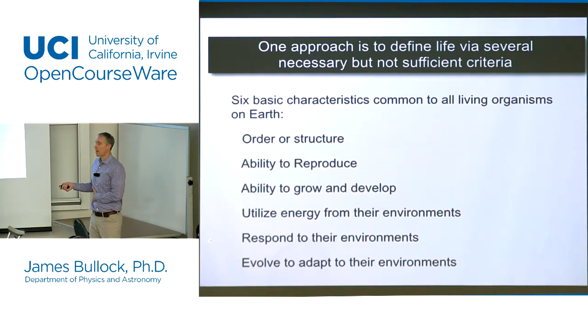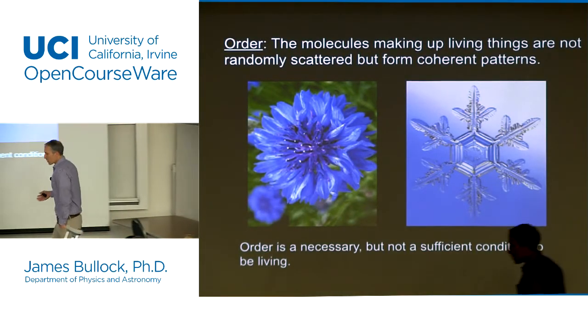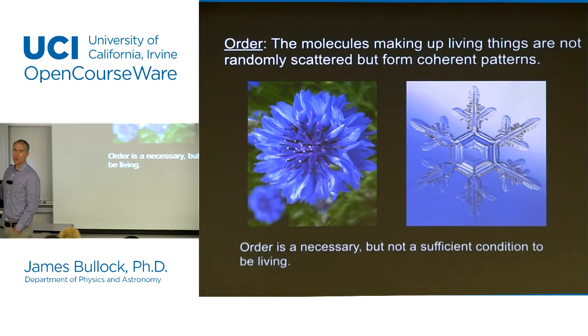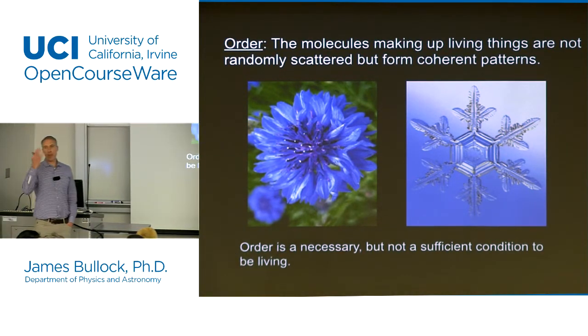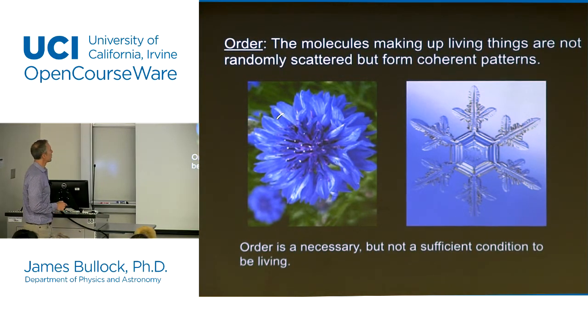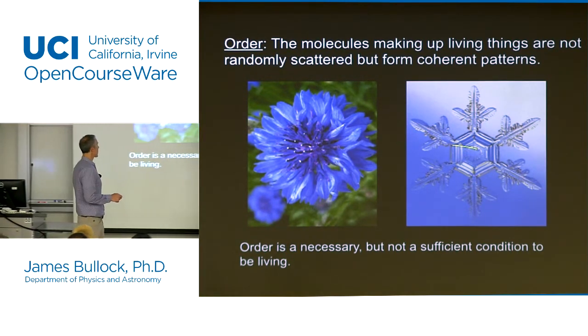Life responds to its environment, okay? And it evolves to adapt to its environment. And this is another key one that we'll focus on. So let's start with the first one, again, necessary but not sufficient conditions: order. You can't just have a disordered blob and that be alive. You need some order, right? You don't have molecules that are just random, but they tend to have coherent patterns or structure. But of course, order is necessary but not sufficient.